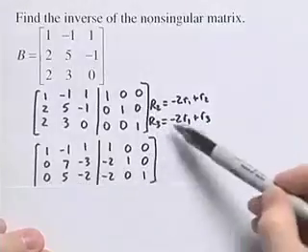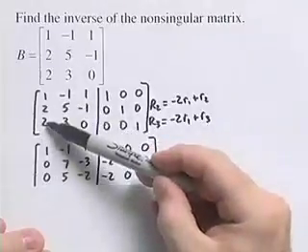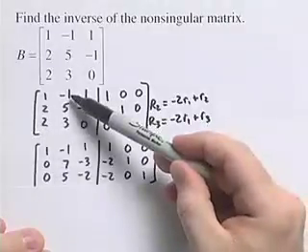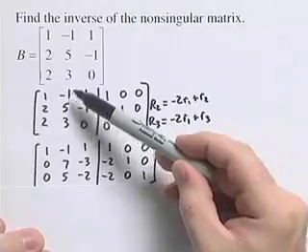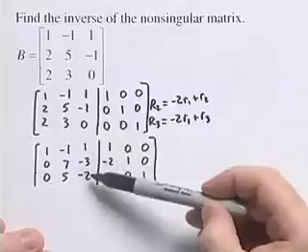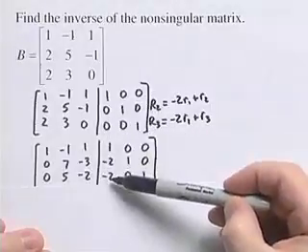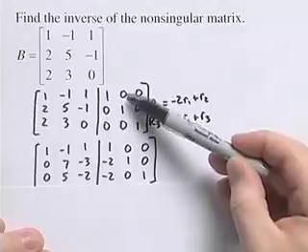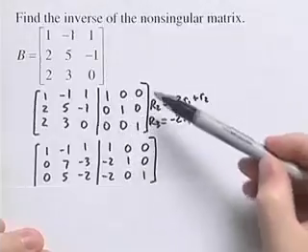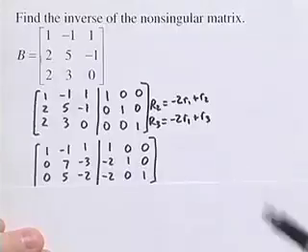To get our new row 3, we had to perform this operation. -2 times 1 plus 2 is 0. -2 times -1 is +2, plus 3 gives us 5. -2 times 1 plus 0 is -2. -2 times 1 plus 0 is -2. -2 times 0 plus 0 is 0. -2 times 0 plus 1 is 1.